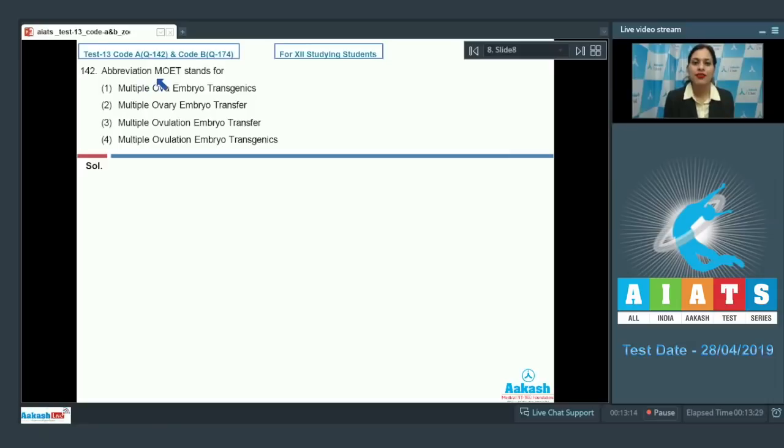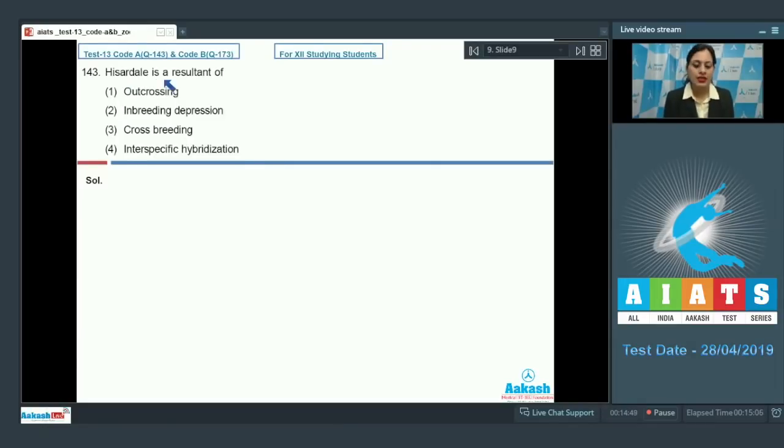Question number 142, abbreviation MOET stands for, and the very first option given is multiple ova embryo transgenics. And as this abbreviation doesn't represent multiple ova embryo transgenics, so this cannot be a correct answer to our question. Now next is multiple ovary embryo transfer, and this cannot be a correct answer as it is incorrect. Next is multiple ovulation embryo transfer, and as MOET stands for multiple ovulation embryo transfer, so this is a correct answer to our question. And the last option given is multiple ovulation embryo transgenics, so this is an incorrect option. So the correct answer to this question is option number 3. Let's discuss our next question.